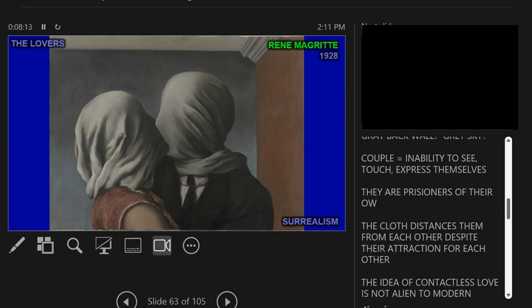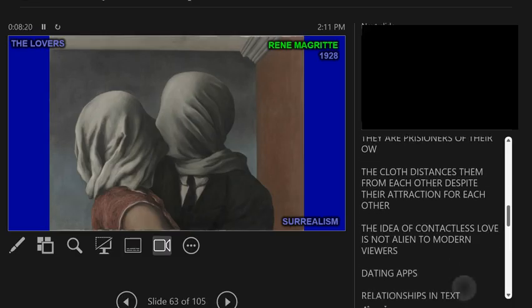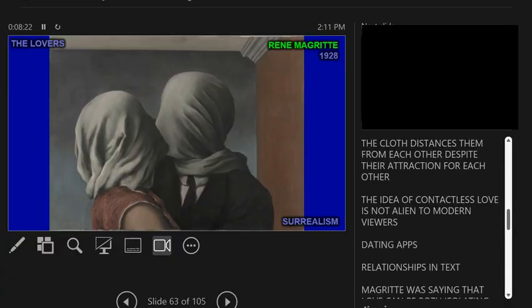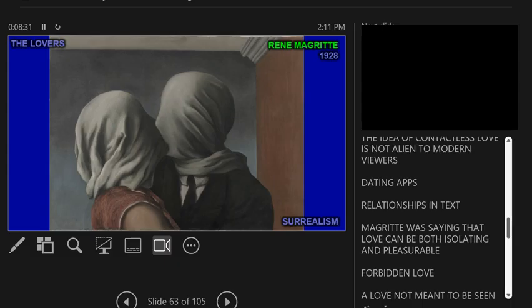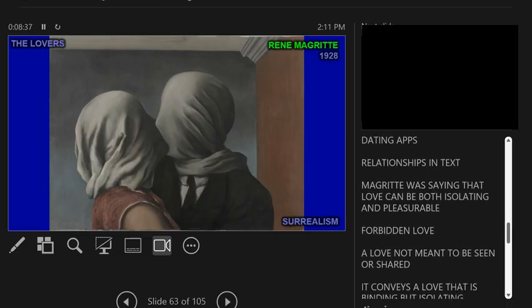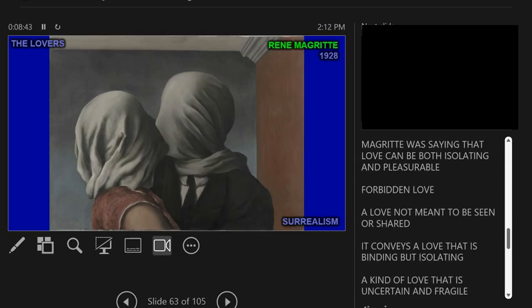So the couple have the inability to see, to touch, to express themselves. They are prisoners of their own. The cloth distances them from each other despite their attraction for each other. And the idea of contactless love is not alien to the modern viewer. For example, dating apps, trying to get together through dating apps, or having a relationship that's entirely through text. But Magritte was saying that love can be both isolating and pleasurable.